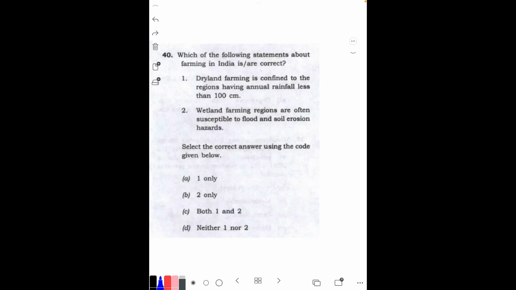Which one of the following statements about farming in India is or are correct? Statement number 1. Dryland farming is confined to the regions having annual rainfall less than 100 cm. Statement number 2. Wetland farming regions are often susceptible to flood and soil erosion hazards. Actually, dryland farming is considered if the annual rainfall is less than 75 cm. And the second statement is also incorrect. So the correct option is D. Neither one nor two.